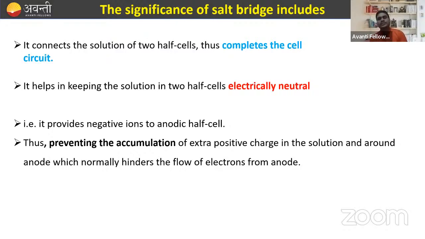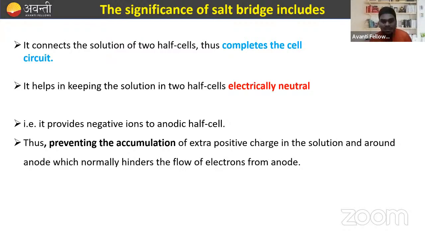Without a salt bridge, the circuit won't complete. And the second function is that it helps in keeping the solutions in the two half cells electrically neutral. Next, it provides negative ions to the anodic half cell. Also remember this: it provides negative ions to the anodic half cell, thus preventing the accumulation of extra positive charge in the solution around the anode, which normally hinders the flow of electrons from the anode.